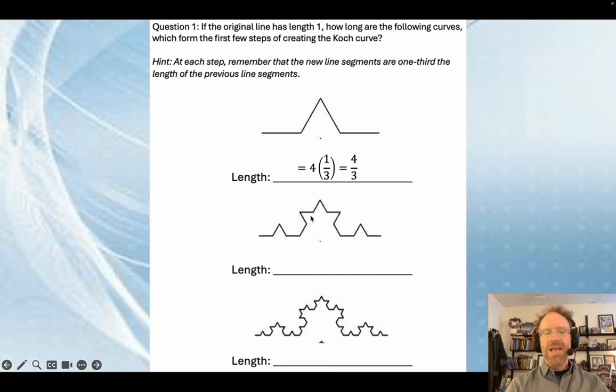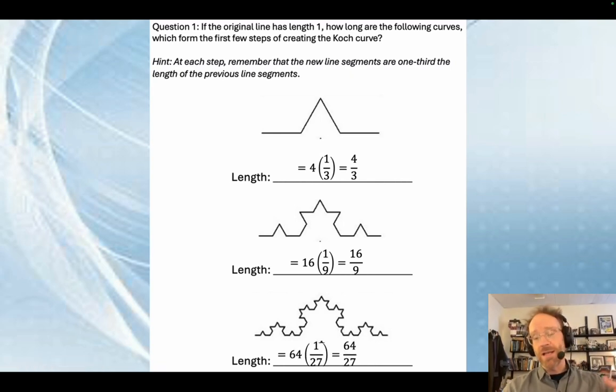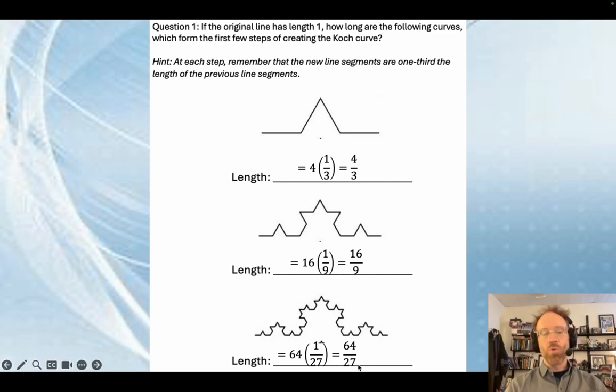That's 4/3. The middle one, you can still count them, but it's getting a little annoying. We see that there are actually 16 of these line segments, and they're each of length 1/9. That's 16/9. Oh my goodness. The next one, if you chose to count these, that's okay, but it's a lot of counting. It's 64 of those things, and they're each 1/3 the length of the last one, which is 1/3 of 1/9 or 1/27. So 64/27.